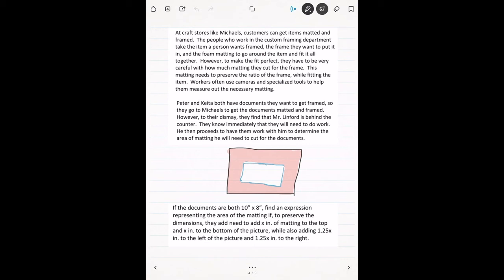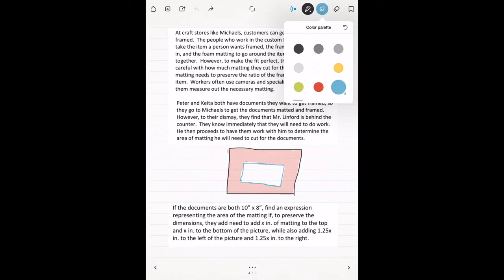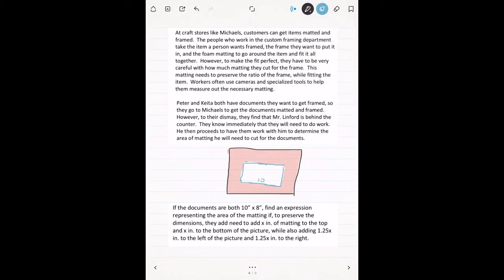All right, well, hopefully you had some time to work this through. So let's take a look at this next bit of information, and then let's see if we can use this to help verify and get a better understanding of how we're going to go about finding the area of this red boundary. So if the documents that they're getting framed are 10 by 8, so 10 inches by 8 inches, find an expression to represent the area of the matting.